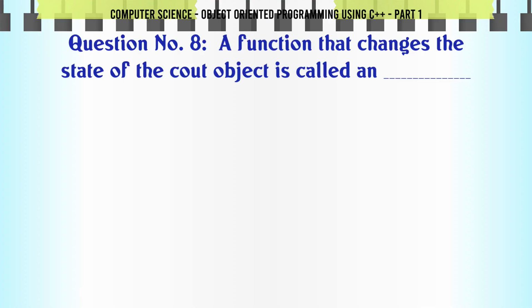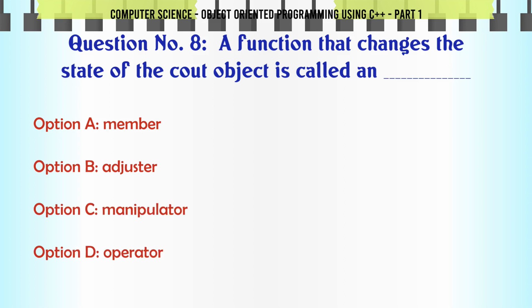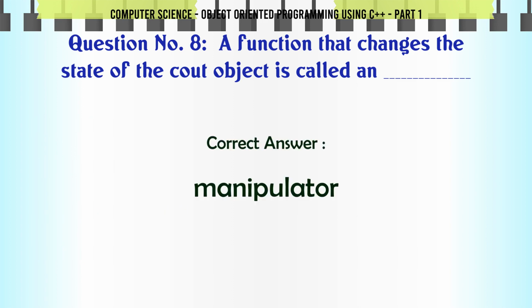A function that changes the state of the cout object is called a blank. A. member. B. adjuster. C. manipulator. D. operator. The correct answer is manipulator.